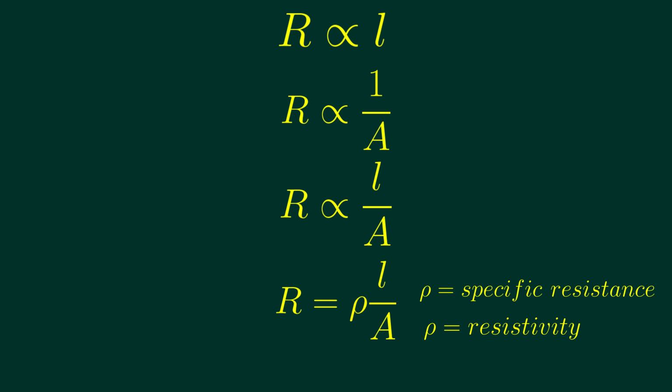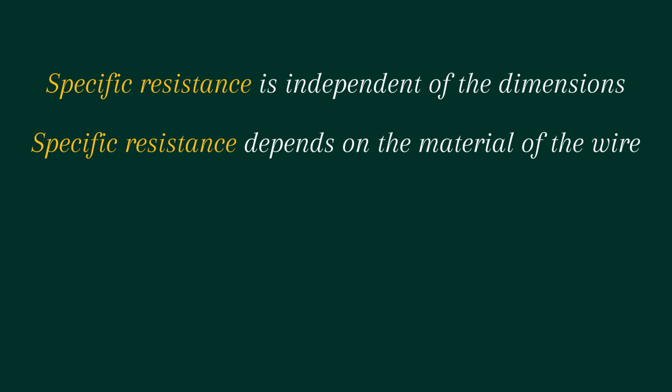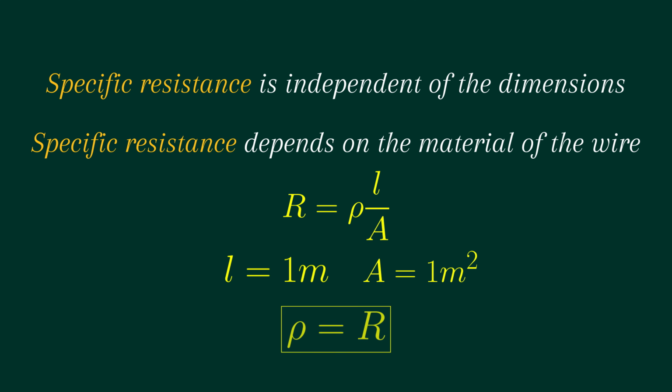Unlike the resistance, specific resistance does not depend upon the dimensions of the wire, but only on the material of the wire. The reason why rho is called as specific resistance is because it is the resistance when length of the wire is 1 meter and area of cross section is equal to 1 meter square.